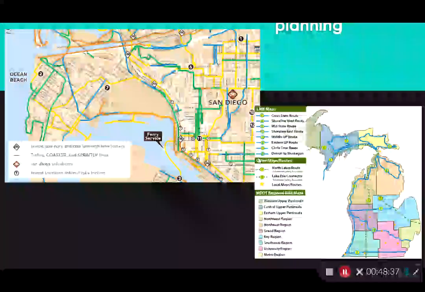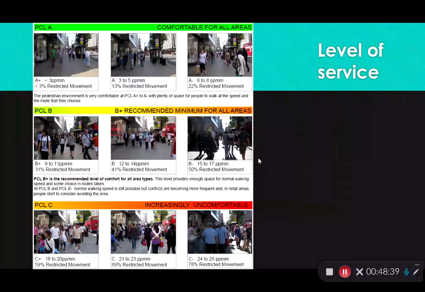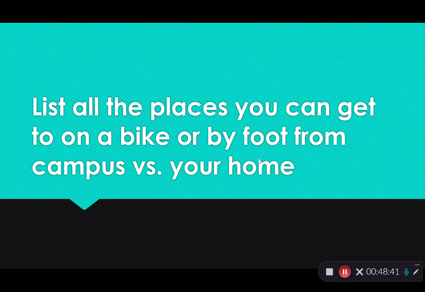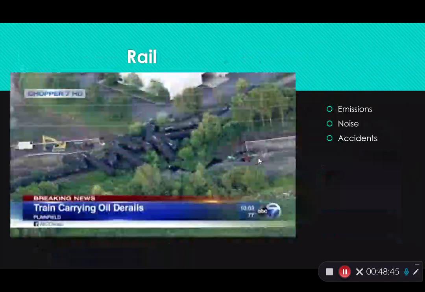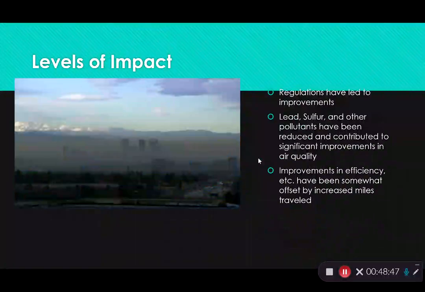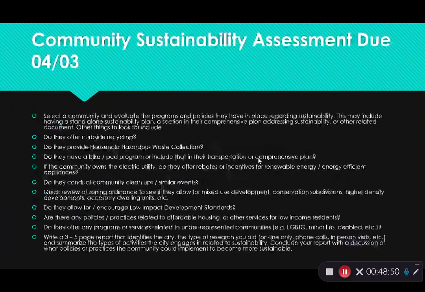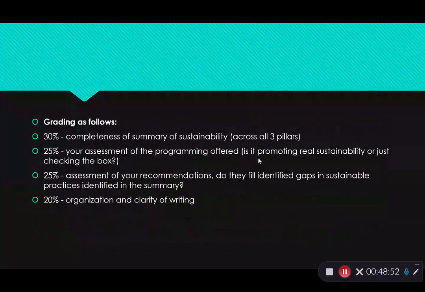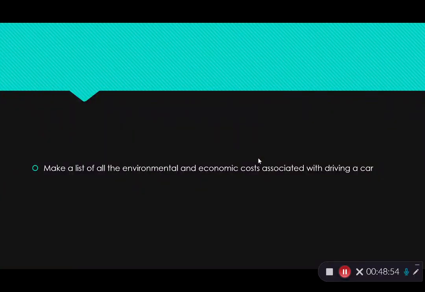So that's what I got today. A couple things that you are assigned to do. So I want you to, let's go back to it here real quickly. Listing all the places you can get to on a bike or foot from campus versus home. And the other one is thinking of the environmental and economic costs associated with driving a car.